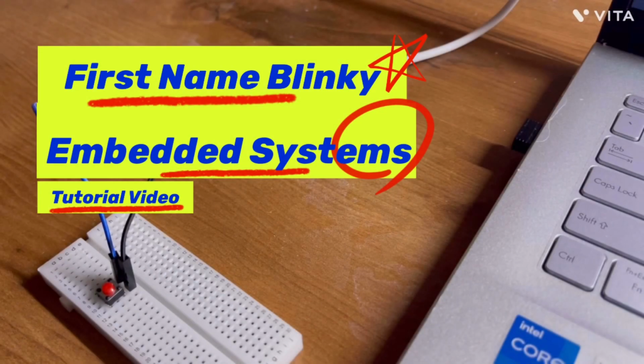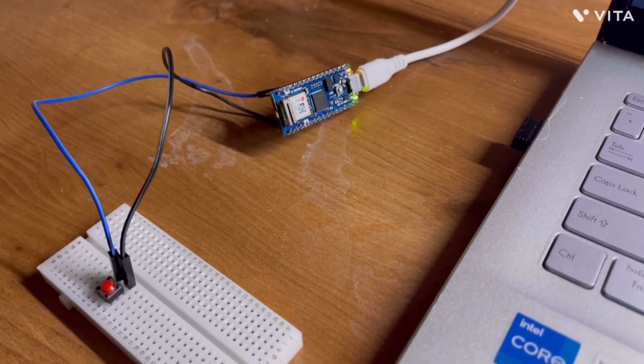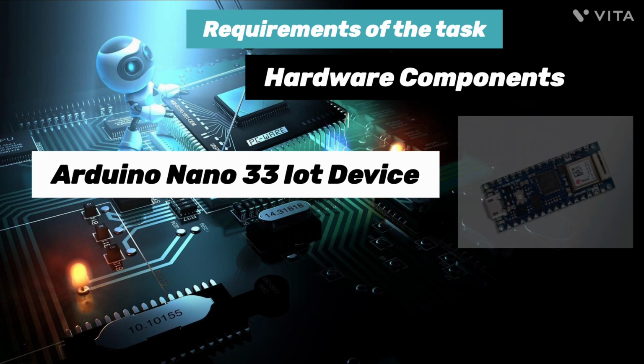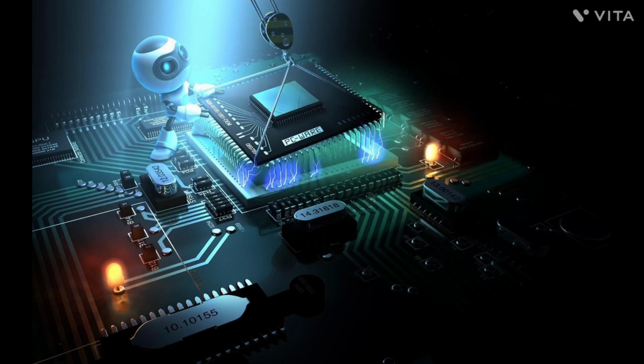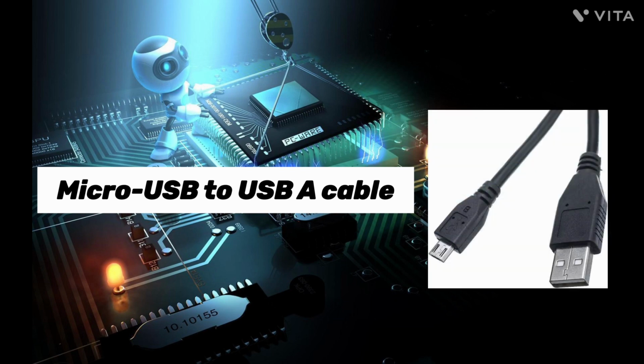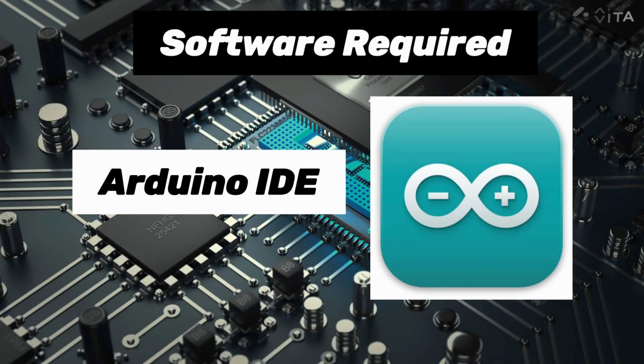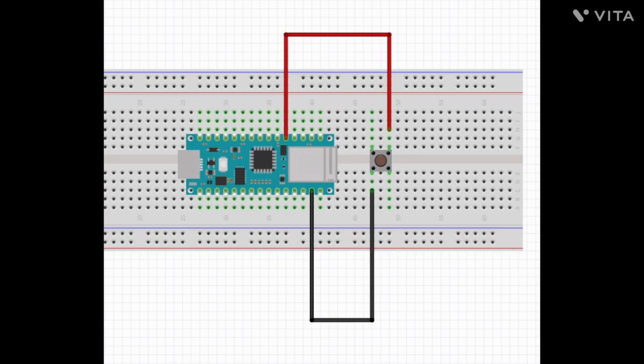Hello everyone, today we will be learning about how to blink an LED on Arduino Nano using Morse code. Now coming on to the components required, we have Arduino Nano 33 IoT, push button and micro USB cable. And for the software part we use Arduino IDE software.